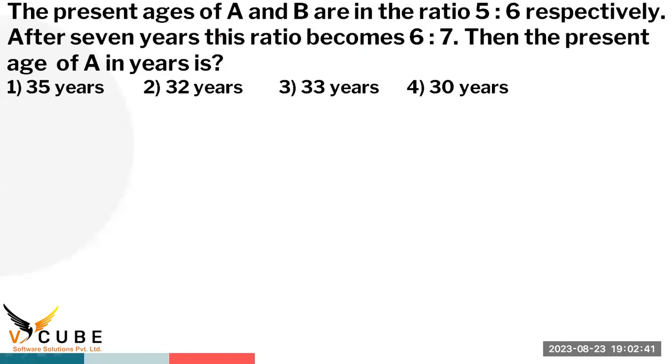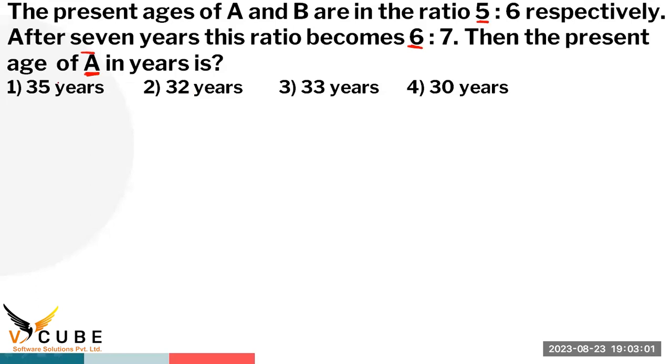Okay, let me check the issue, guys. We have to find out the present age of A. Present A is how many parts? Five parts, sir. After seven years, A is how many parts? Six parts. Go through option verification.